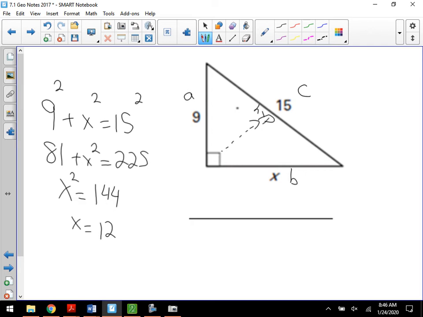X would be 12, right? Technically, when you take a square root over an equal sign, what should you do to your answer? You guys remember that from algebra? It would be plus minus. Remember that? Remember what squaring means.